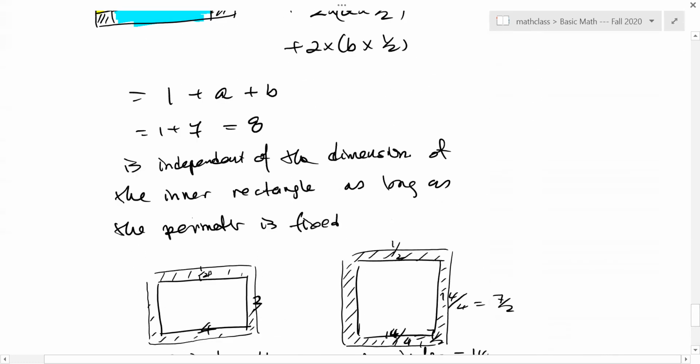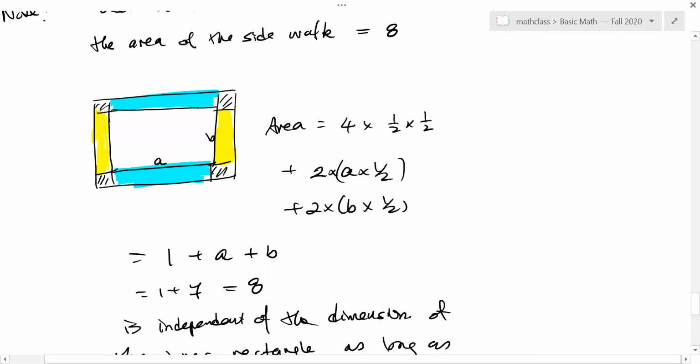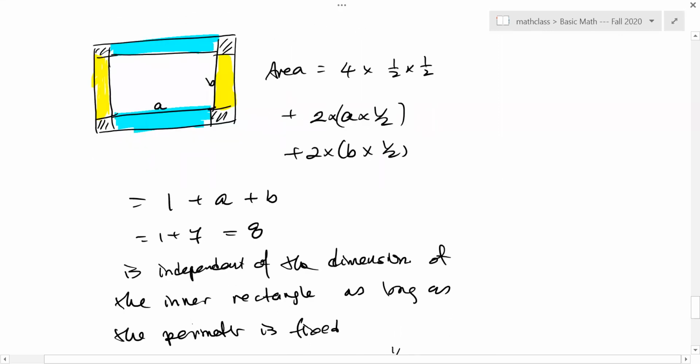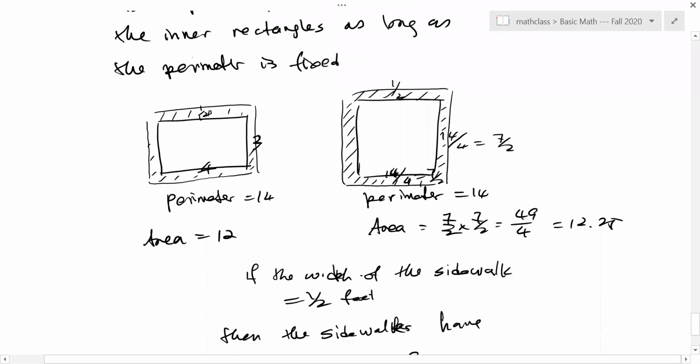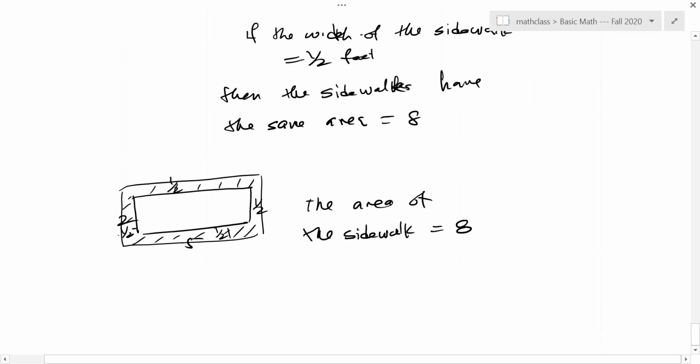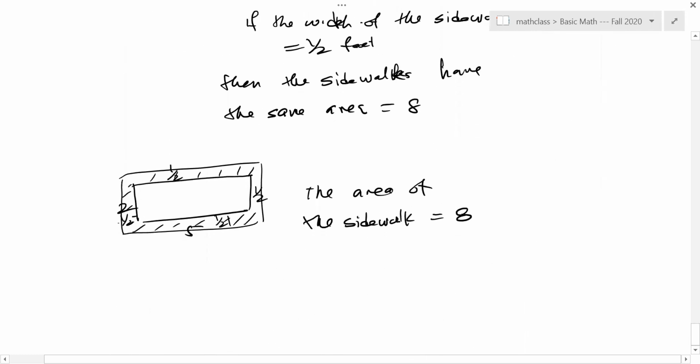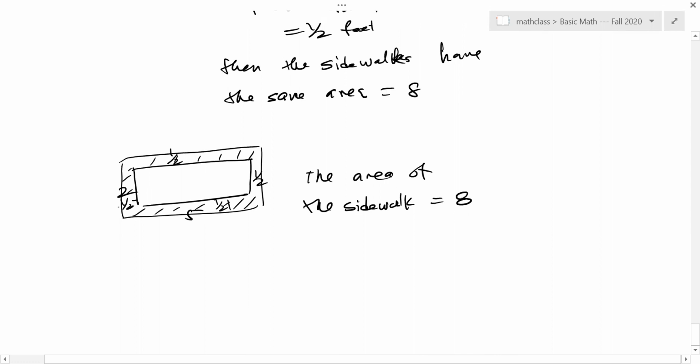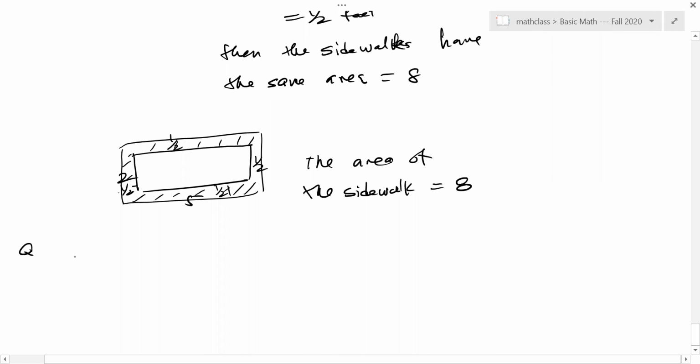It's independent of the dimensions of the inner rectangle, as long as the perimeter is fixed. So just be alert and pay attention to what you see. When you see something, usually it's a special case, a special example. All right, then we continue. Now, do you remember what a parallelogram is?